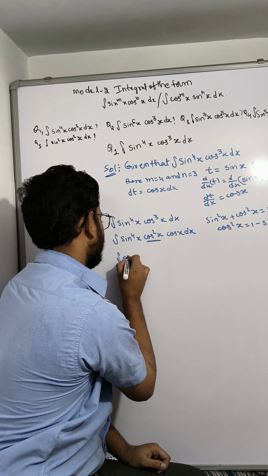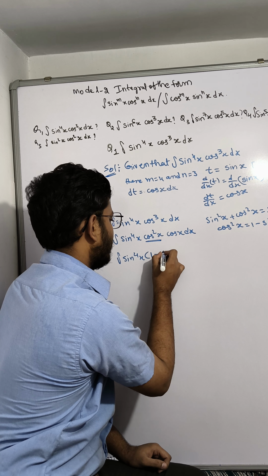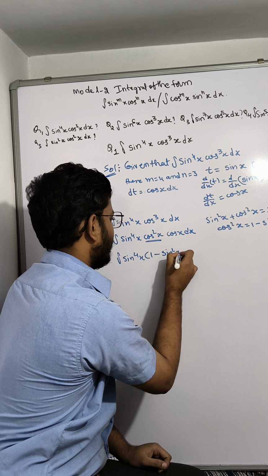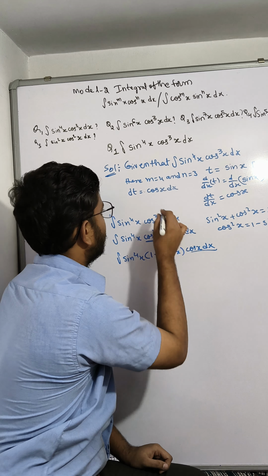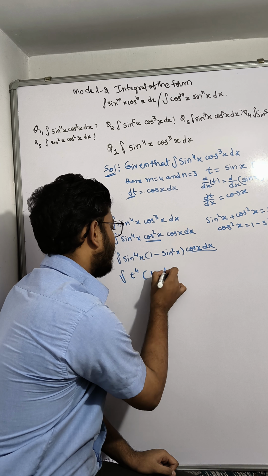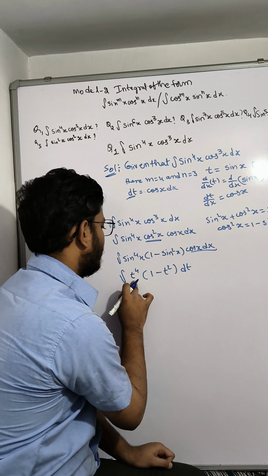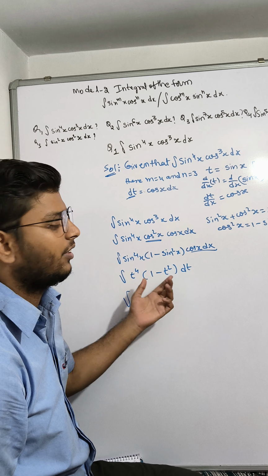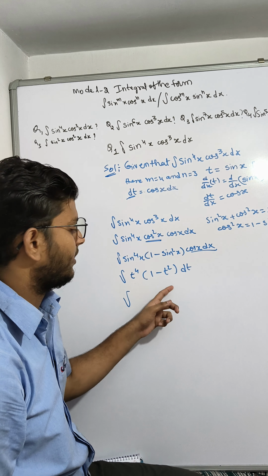Okay, sin to the power of 4x, then cos square x is written as 1 minus sin square x, then cos x dx. Cos x dx means dt. It is in the form of x terms, we have to convert into t terms. t to the power of 4 (1 minus t square) dt. Then we have to multiply t to the power of 4 into the bracket terms.